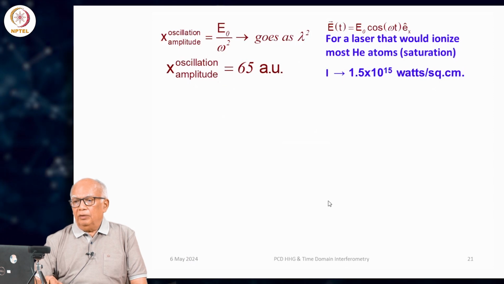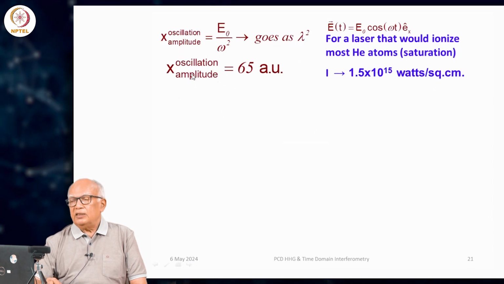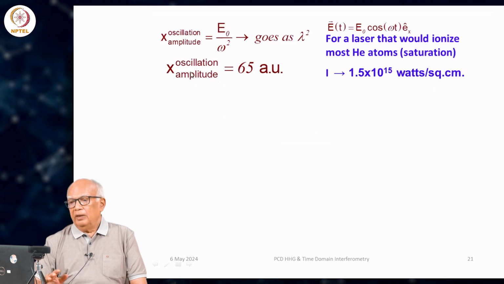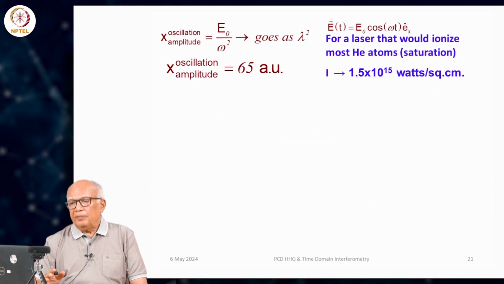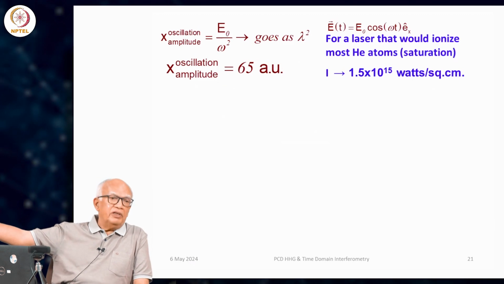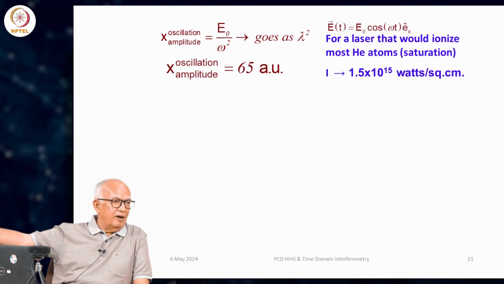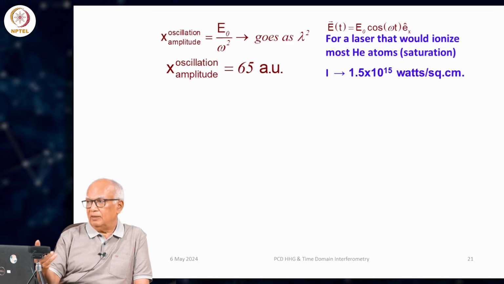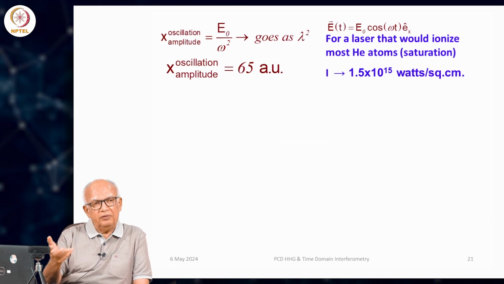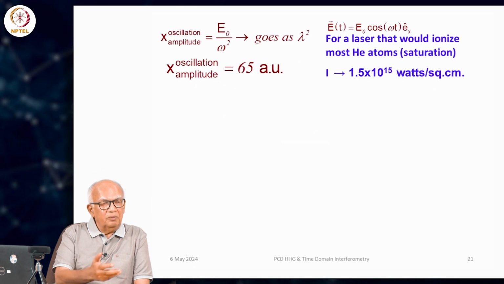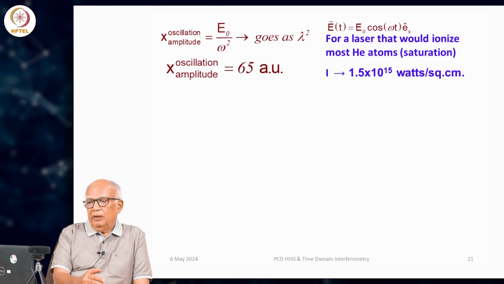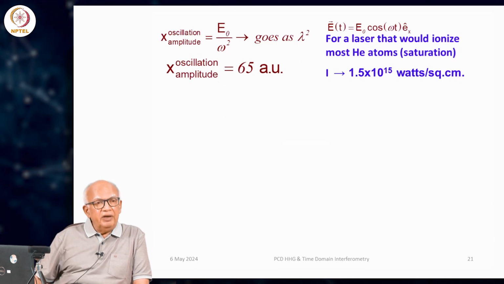Now, if you estimate this amplitude, this position, it goes as far as 65 atomic units. That is very far. Okay, look at the size of an atom. It is of the order of a few atomic units, or 1 atomic unit or thereabouts, or 2 or whatever, but it goes as much as 60 atomic units away from this.